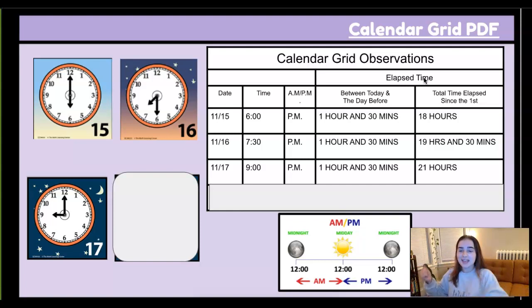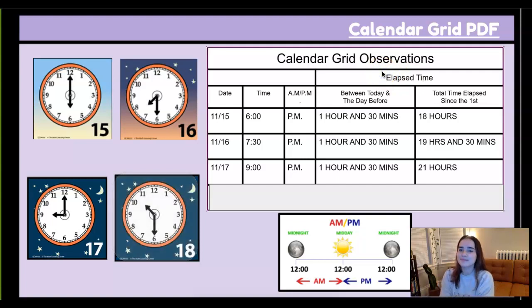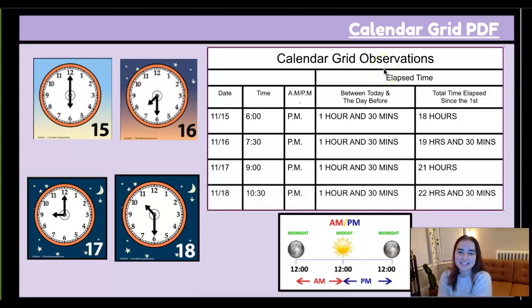All right? If the time on card 17 was 9 o'clock p.m., and we know that every day the time is increasing by an hour and 30 minutes, what do you think the card is going to show for day 18, for today? In other words, what is an hour and 30 minutes past 9 o'clock p.m.? You were thinking 10:30. Nice job. Card 18 for today reads 10:30 p.m. and we're still increasing by an hour and 30 minutes.